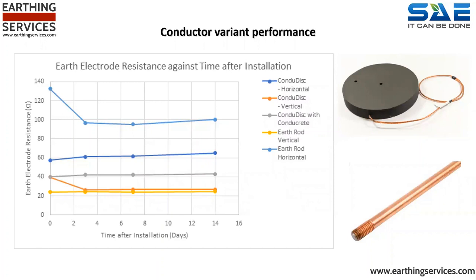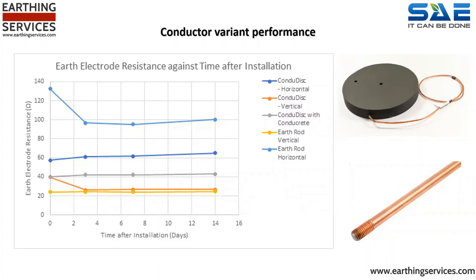If we draw our conclusion as to which is the best performing conductor on this graph, then the yellow line, being a vertically installed earth rod, is the lowest apparent resistance, therefore notionally best performing conductor. Second place will go to the red line, being the vertically installed conductor.